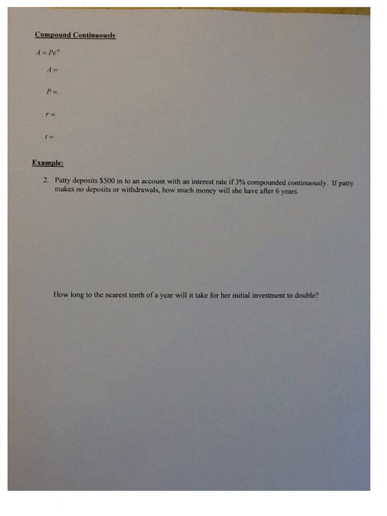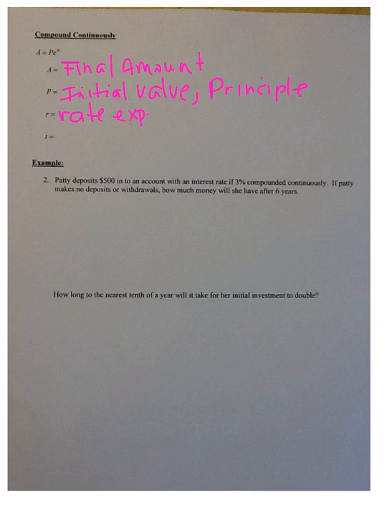So again, A is your final amount. P is your principal, your starting value, your initial value. If you want to put starting value, put starting value. R is your rate expressed as a decimal, just like we did before. T is your time.